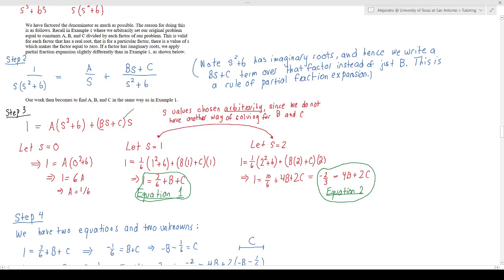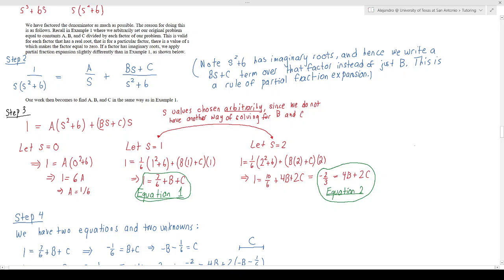So we want to let s equal, let's say, 1 here. We could do 4, we could do 10, we could do 100. I chose 1 because it's a small number and it's easy to work with. And we do a couple of substitutions and simplifications, and we get 1 equals 7 over 6 plus b plus c. That's our first equation.